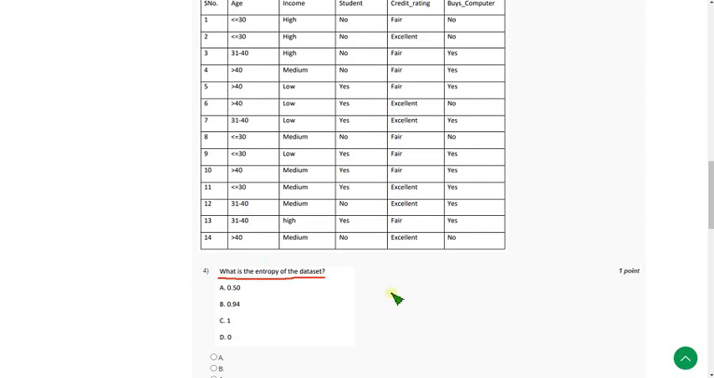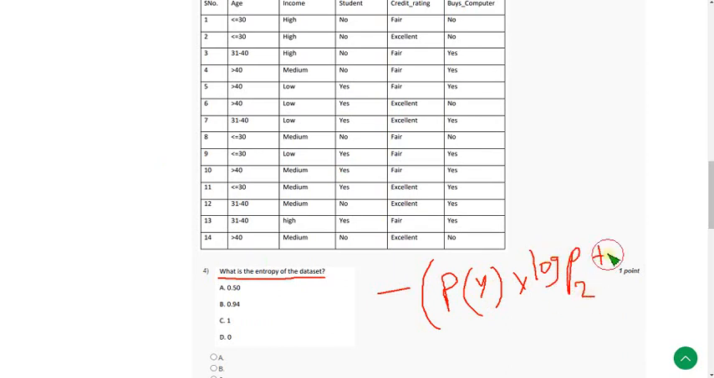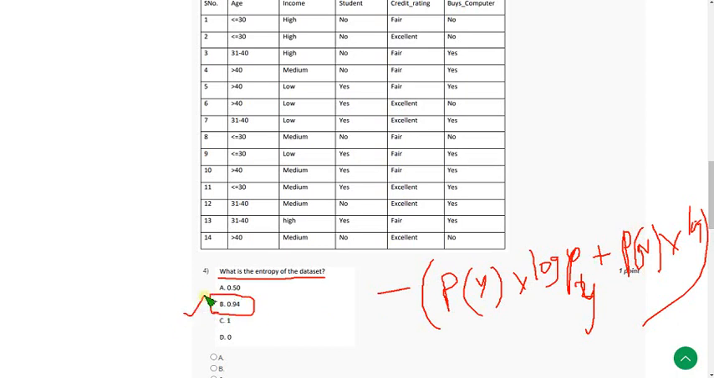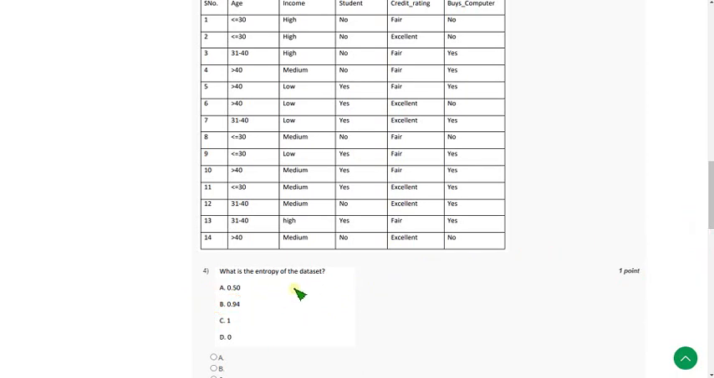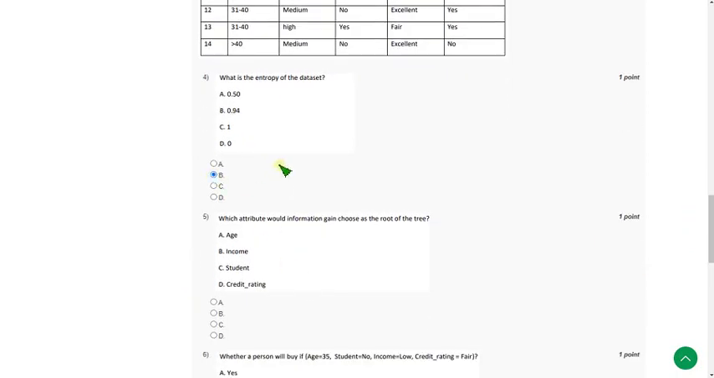We know the entropy formula: minus the probability of the positive case, yes, times log base 2 of it, plus the probability of happening no times the corresponding log function. So by that we will get the answer option B, 0.94. So mark option B. Moving on to the fifth one.